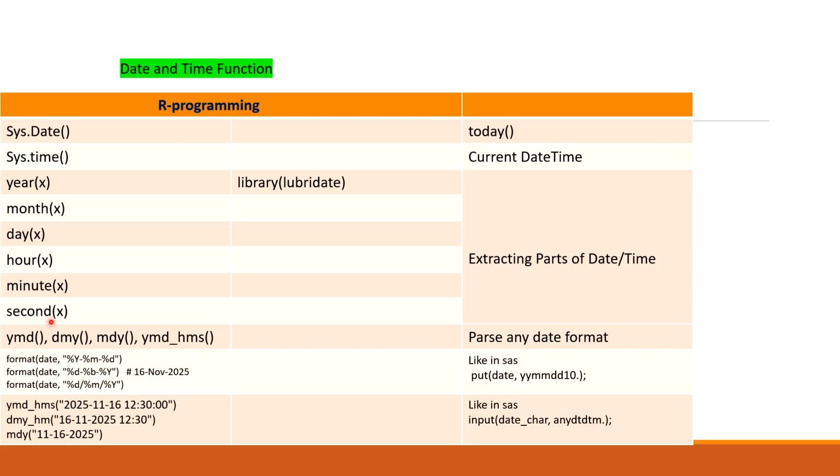If you want to convert a numeric date into character, SAS will use the put function, right? The same way in R programming, to convert the date from numeric to character, we'll use the format function. If you want to convert character to date, we'll use this function, ymd.